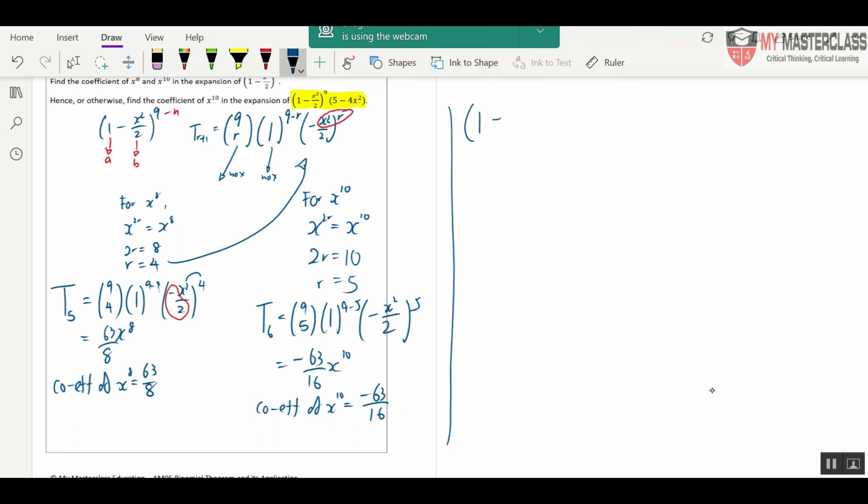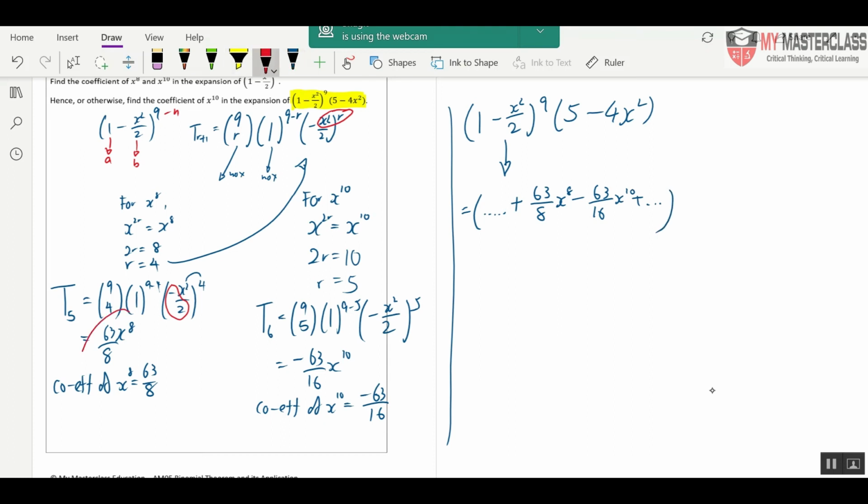First, they ask you to do things for a reason. Okay, which means that in this guy, there are some other terms which we don't care about. We only need to care about the 63 over 8 x to the power of 8 and the 63 over 16 x to the power of 10. Because these are the only two terms that the question asked me to find. Here and here. I make use of him.